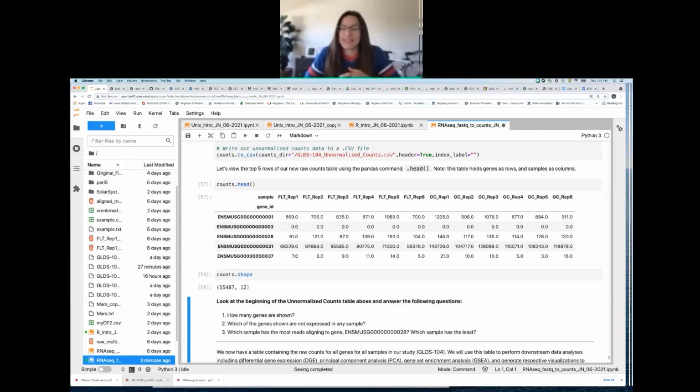Yeah, 55,000 genes, 12 sample columns, right? That makes sense. Keep in mind though, remember when we were diving into that GTF annotation file, some of those genes are repeated more than once. So I think for mice, there's around 30,000 annotated genes. And I think that's roughly the same for humans.